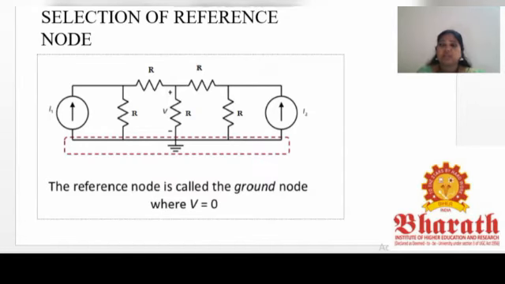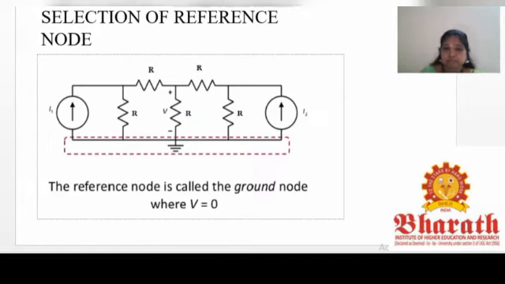Now, our first step, I said we have to select the reference node. So where do you have to select it? The reference node, I said already, is a ground node. The grounded terminal is going to be 0 here. Always, the ground terminal is 0. So where should it be taken in a given circuit?